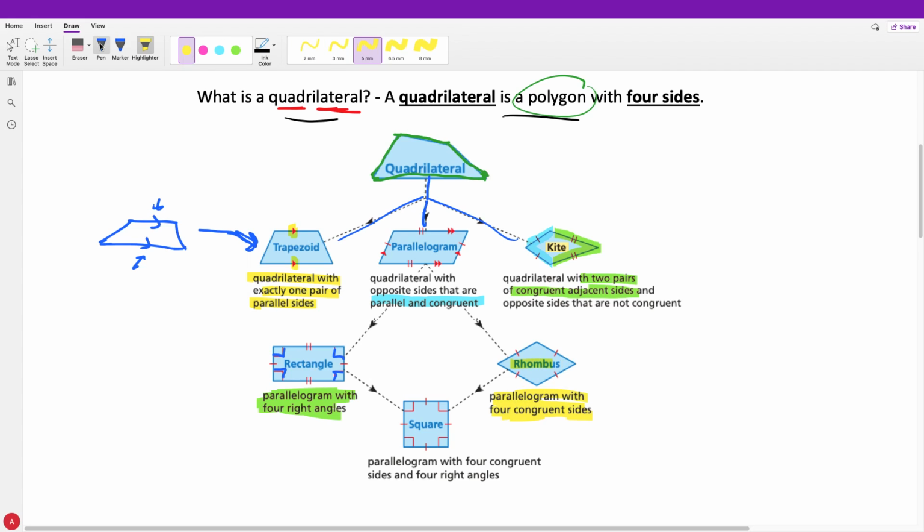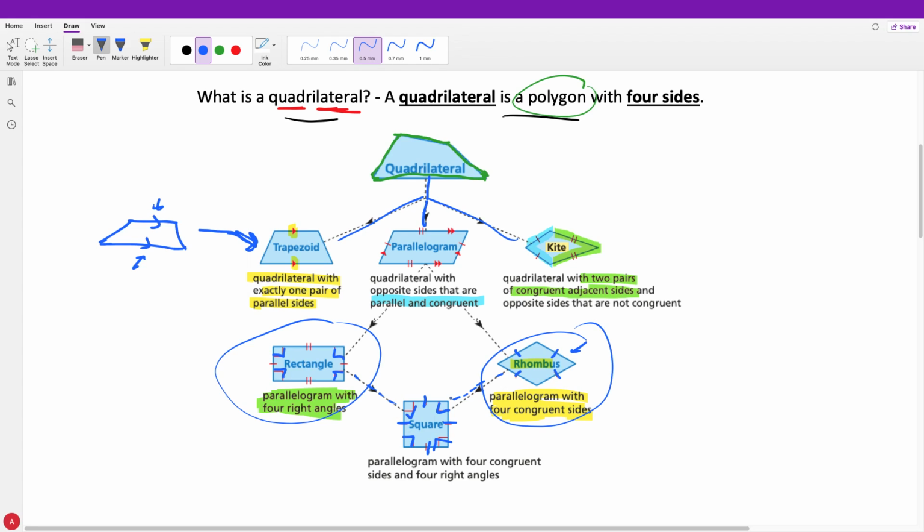So you see here, it doesn't say anything about the angles. We don't get told anything about the angles, but just that we have four congruent sides. And since they're all one tick mark, that means that they're all congruent. That means that it is a rhombus. And now you see both of these are coming back towards a square. Well, a square has everything that's a rectangle and everything that's a rhombus. So it's four congruent sides and four right angles.